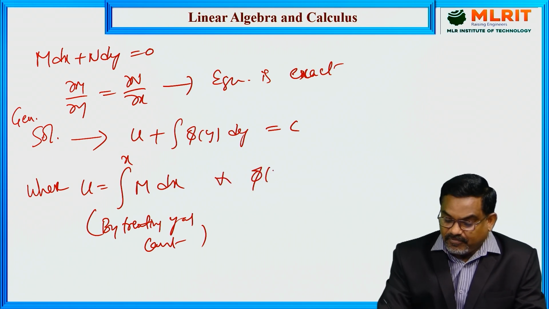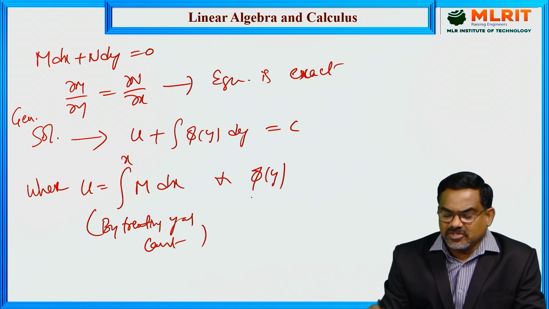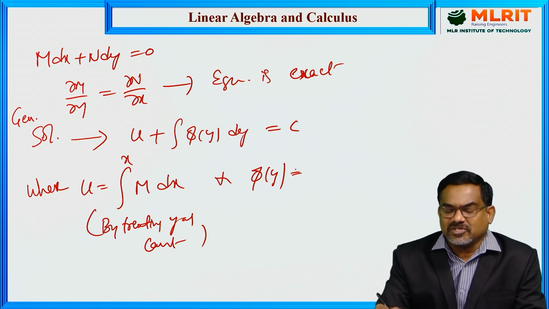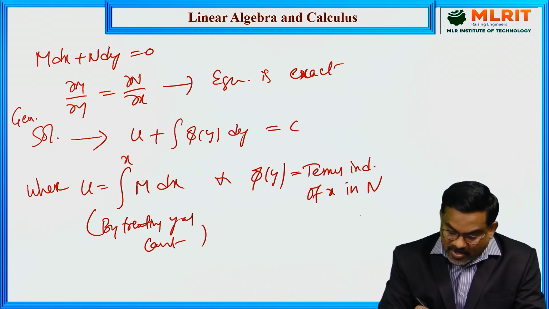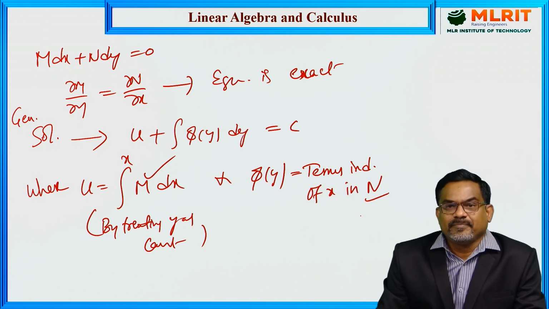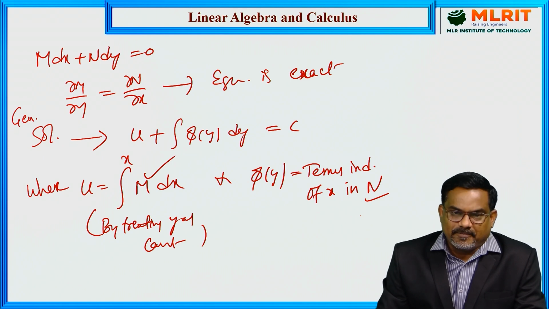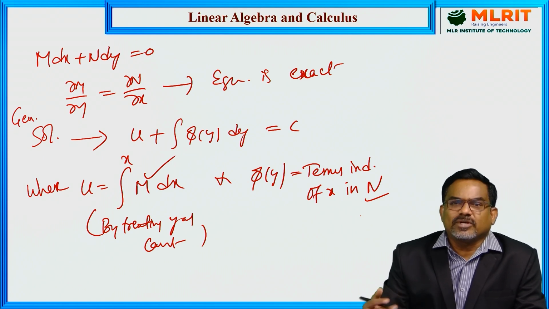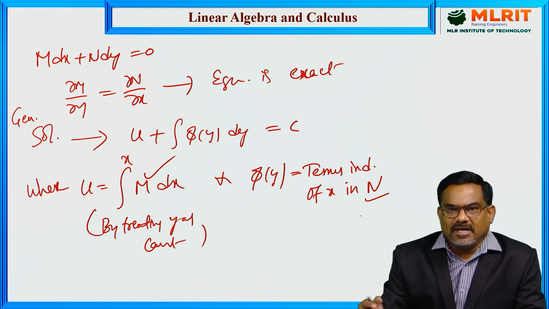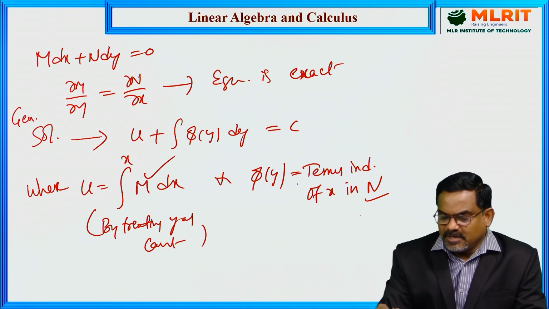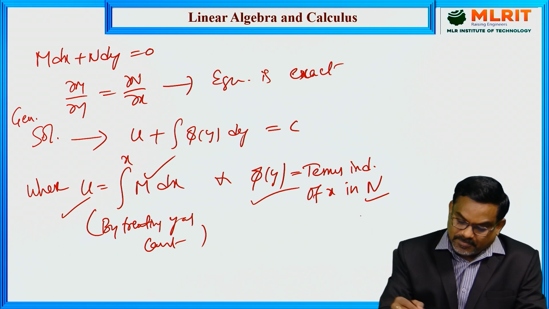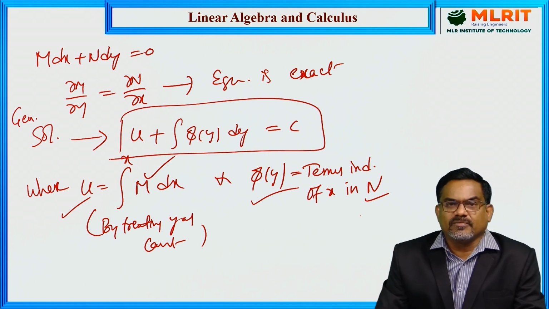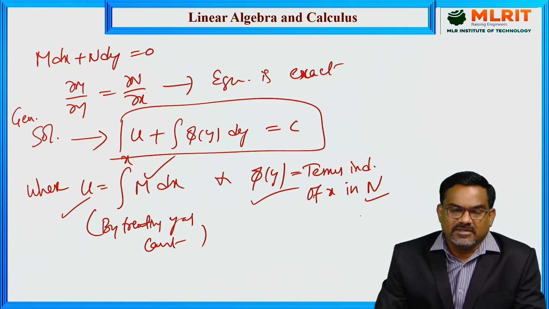And phi of y, what does it mean? Phi is a function of y, so exclusively a function of y. So terms independent of x in, already we have used M, now use N. Terms independent of x in N, or the terms without x, free from x. There must be only y terms. So find u and then phi of y and substitute here. This is the solution of an exact differential equation.